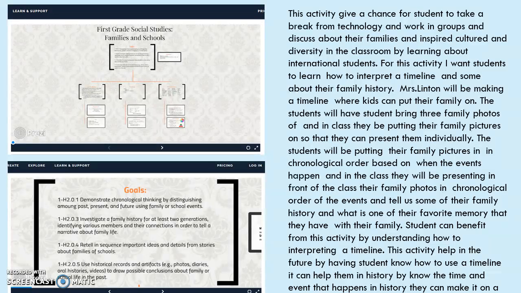For this activity, I want students to learn how to work with the timeline, like I said, and learn about some family history. So Miss Linton will make a timeline where students can hang their photos and show the class in the order of the events that happened. And I think it'd be fun for the class to know this stuff, and it'd be a really cool opportunity to know more about the students.